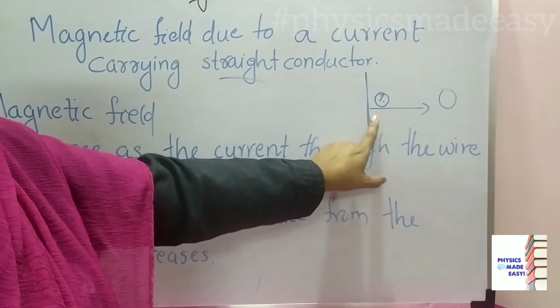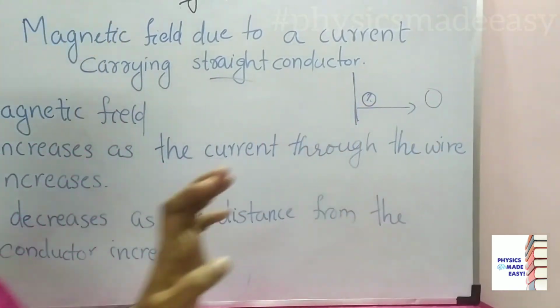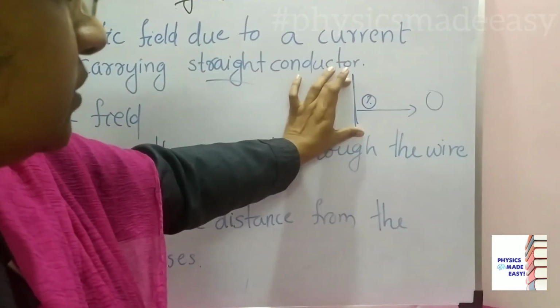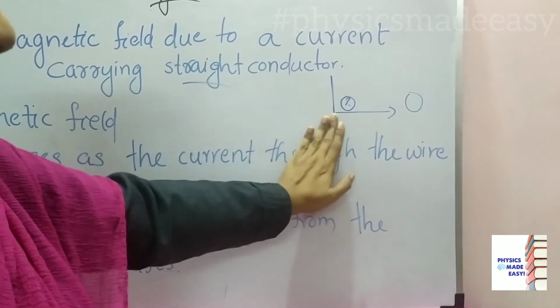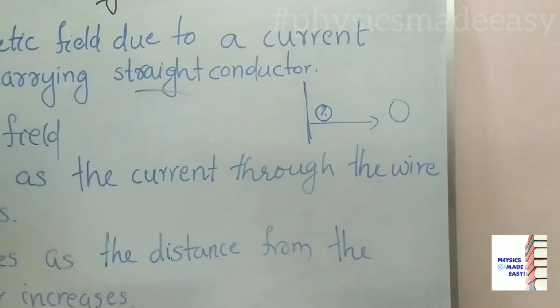Then if you are moving away from this, what will happen? If the distance is increasing, the magnetic field will decrease. Near the conductor, the magnetic field is strong; far away from it, the magnetic field is weak.